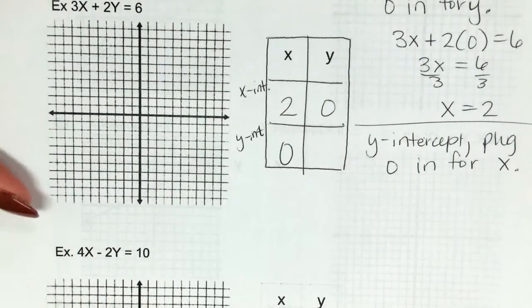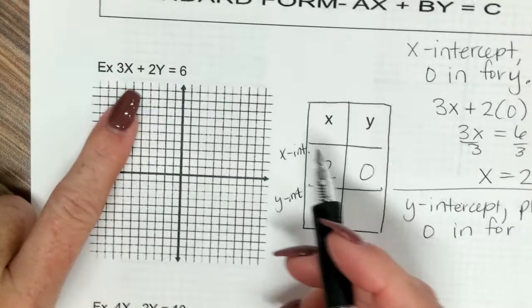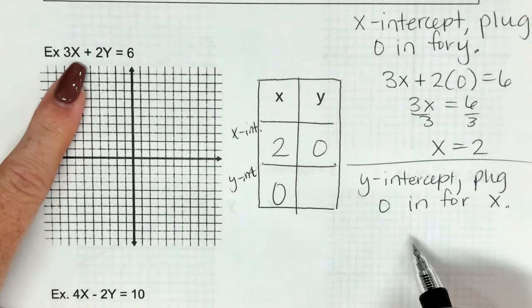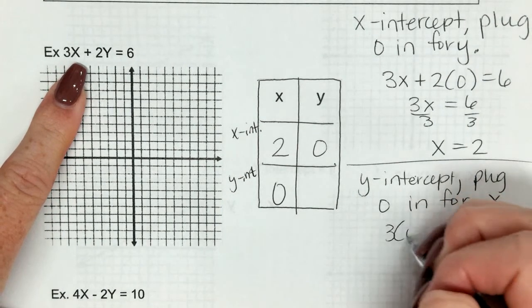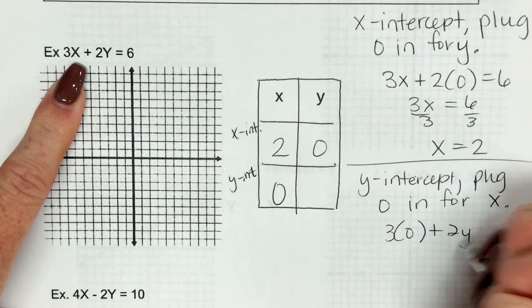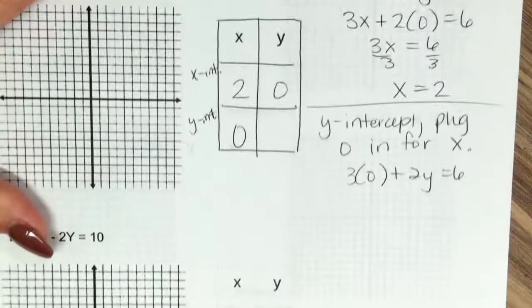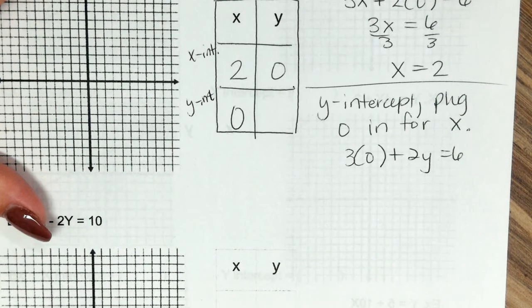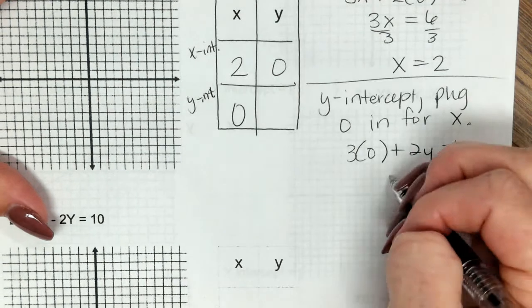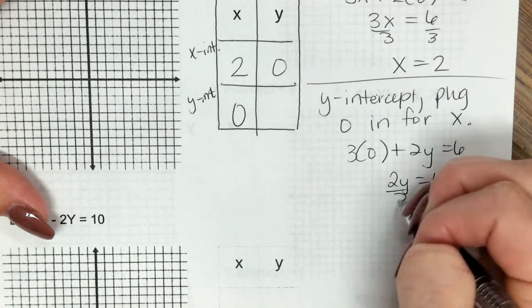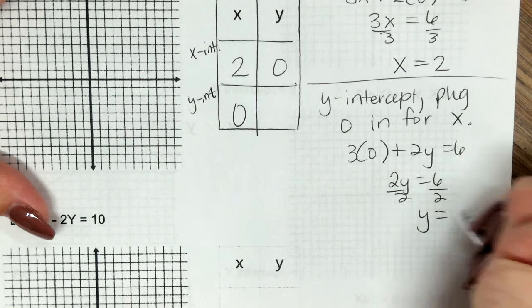If a y-intercept is anything that falls on the y-axis, what will the value of x always be? 0. So I'm going to use my equation, which is right here, and I'm going to plug in 0 for x. So 3 times 0 plus 2y equals 6. 2y equals 6. Divide by 2, and what do you get y to be? 3.